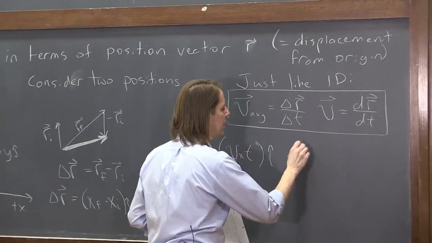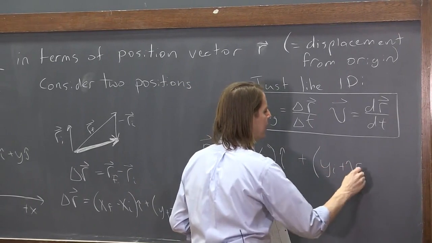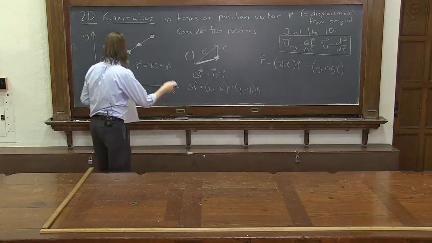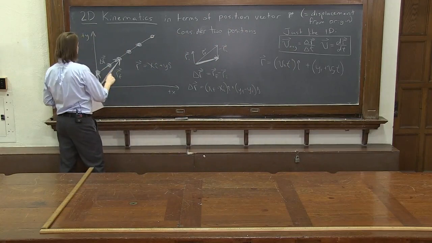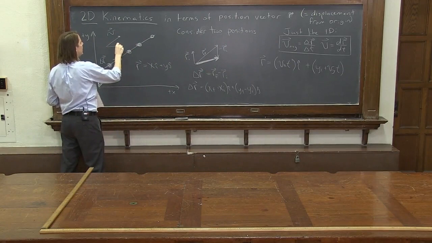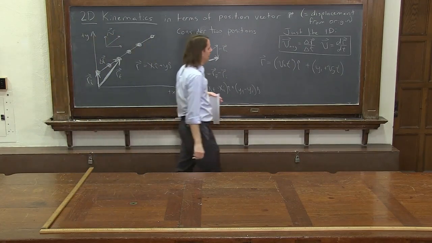And in the y, it does have an initial position. y initial plus the y component of the velocity times t, like that. And remember, those components are like this. This is x, y. We could draw the velocity like that. It has an x component and a y component. That's what v_x and v_y are.